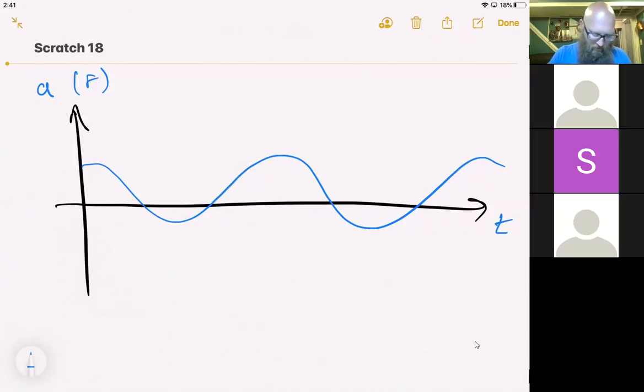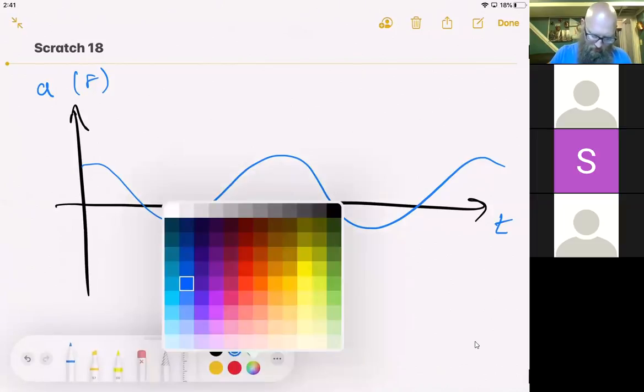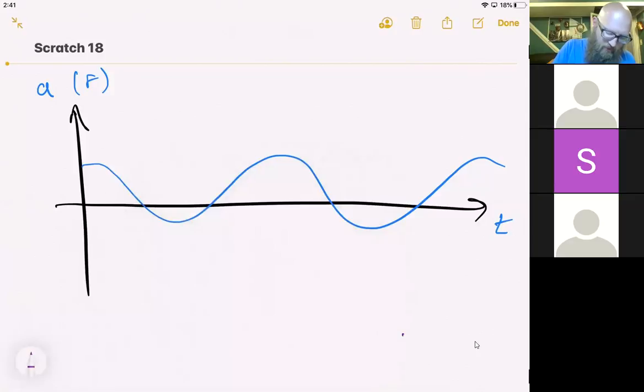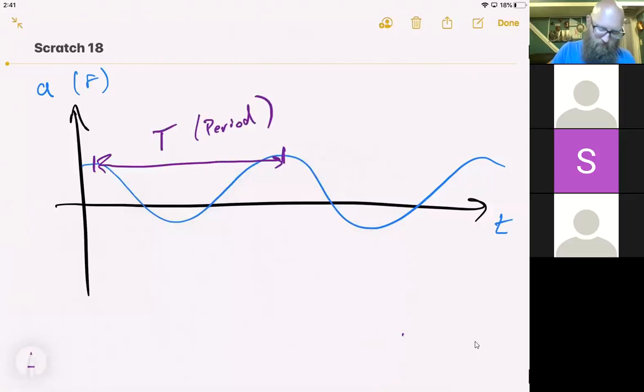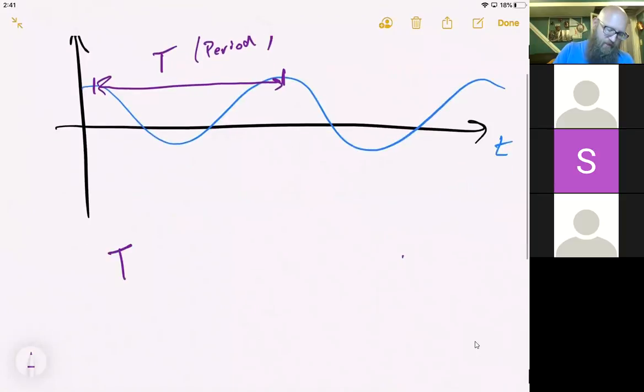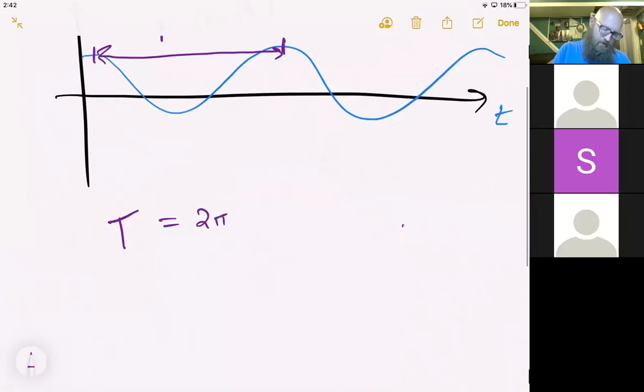So then the period on this plot is like peak to peak. So the distance from here to here, that is the period. We use a capital T for that. And it turns out for a mass on a spring, the period of that motion is related to the mass of the oscillating thing and the spring constant. It's 2 pi times the square root of m over the spring constant.